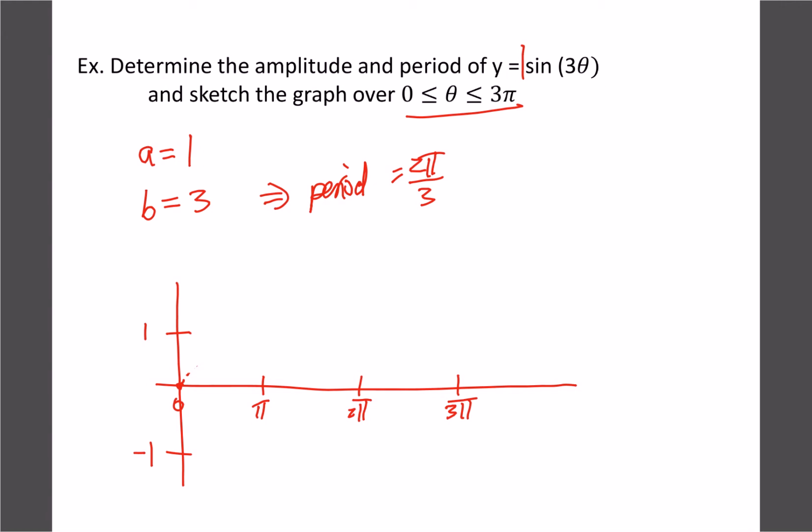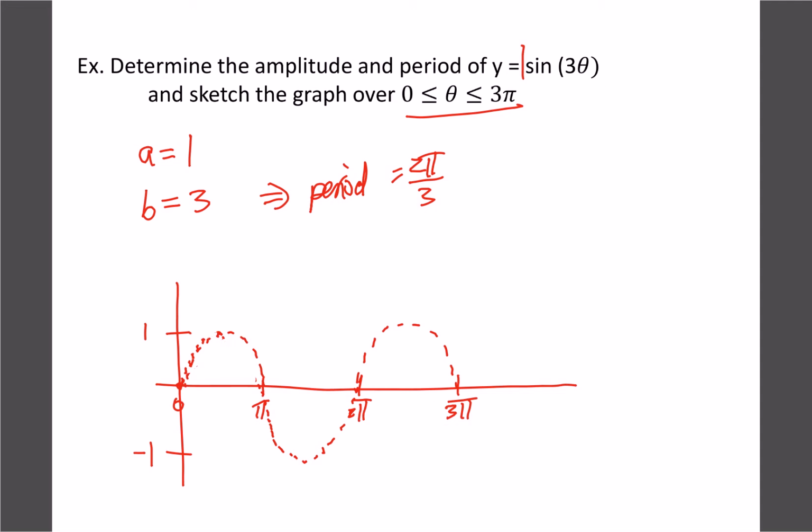So our regular graph should go up to 1 and down through pi to negative 1, and then back up through 2 pi and so on. So our regular graph should look something like that. My first part's a little bit crooked. So something along those lines would be our regular sine graph.